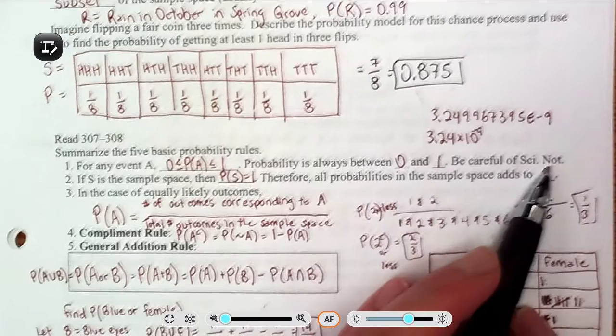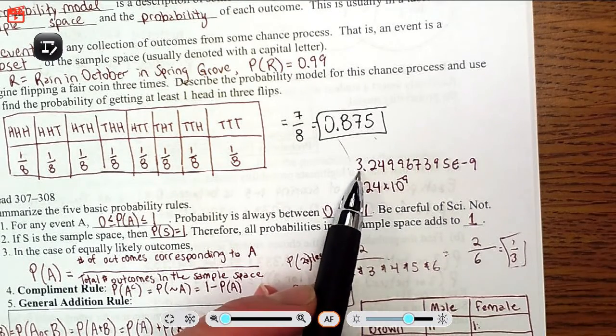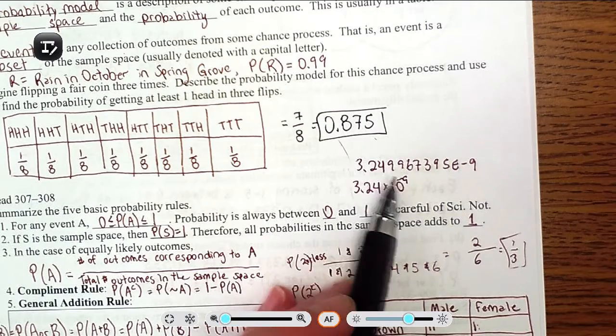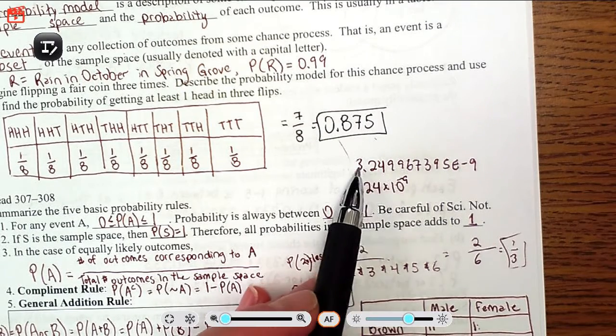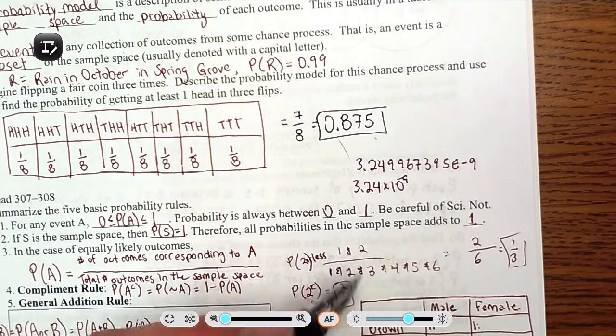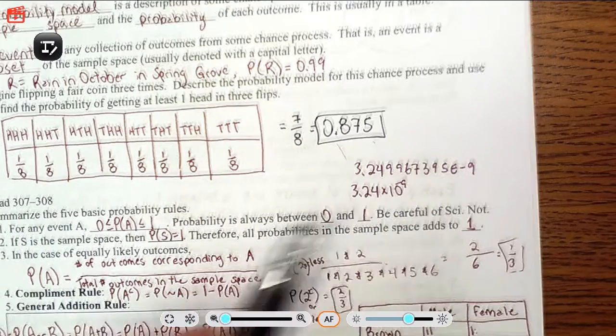Just be careful of scientific notation, though. I went over this in the lesson before, that if you get 3.24, you really don't have a 325% chance of something happening. It is times 10 to the negative 9. It's a really, really, really small chance of something happening. So make sure that you write it out in scientific notation then.